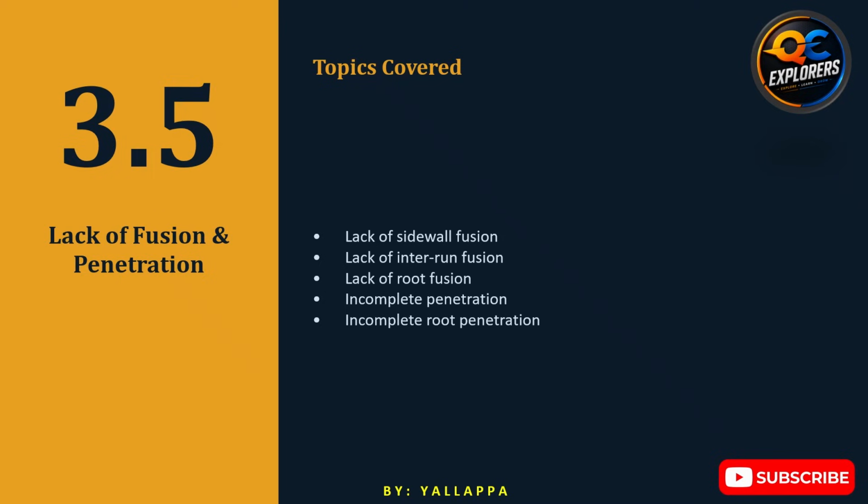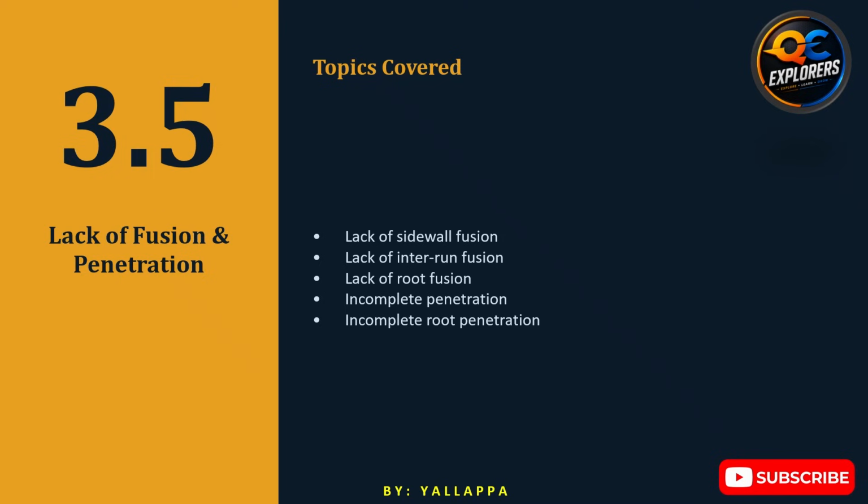We now move to the fourth major group, lack of fusion and penetration. This group is particularly important because many of these imperfections are planar. Lack of fusion means that the required metallurgical bond has not been achieved. It can occur at the sidewall, between successive weld runs, or at the root.